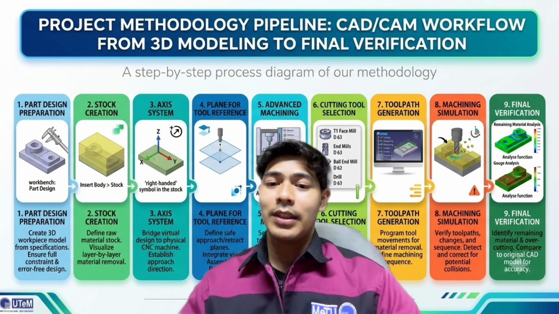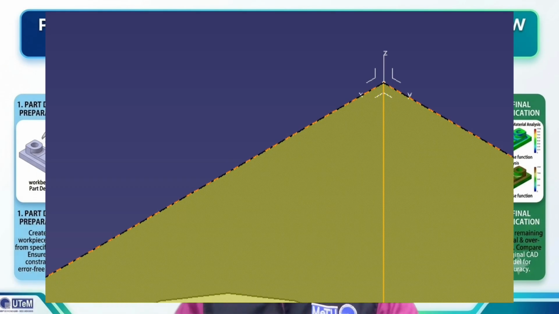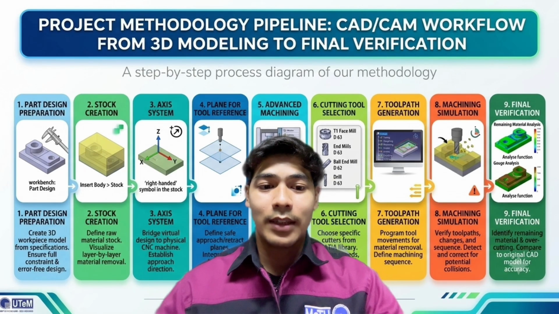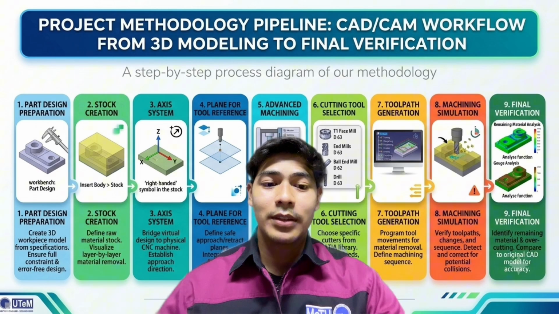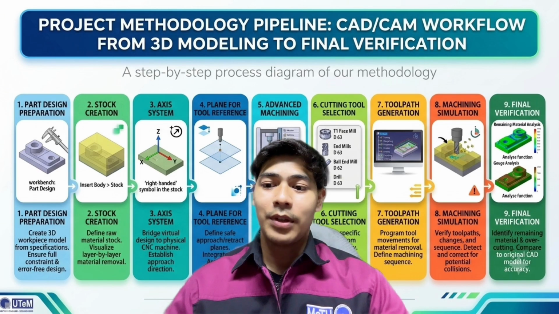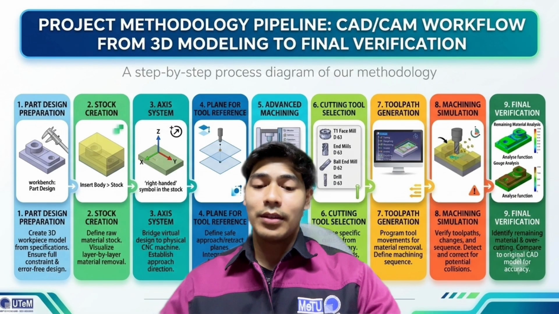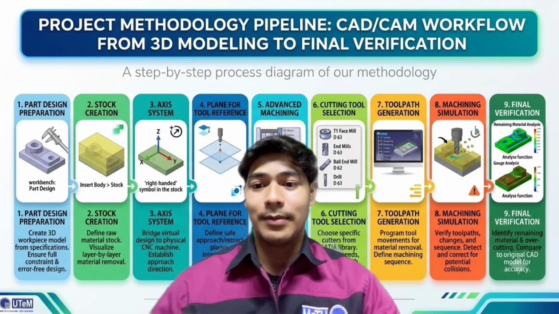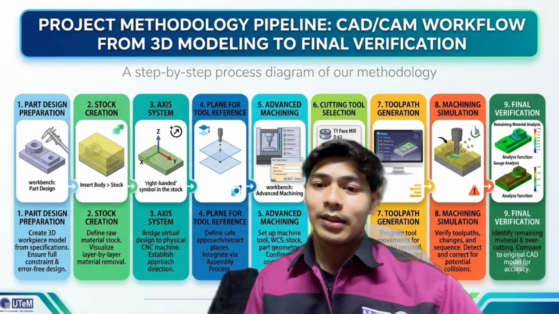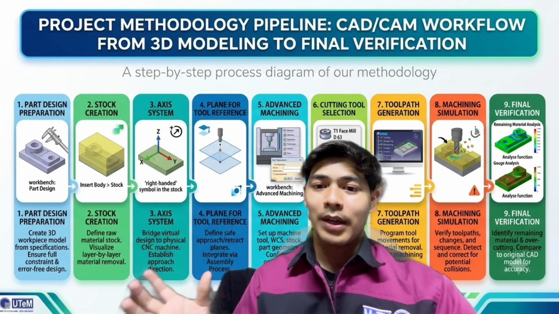And step number 3, create the axis system, as we can see. After defining the stock, we create the axis system to establish the machining reference point and determine the orientation of the workpiece. We ensure that the z-axis points upward, which represents the cutting tool approach direction, and the coordinate system was correctly configured.